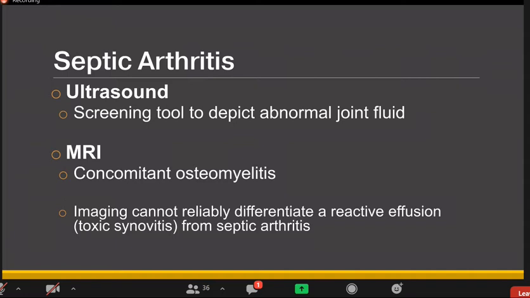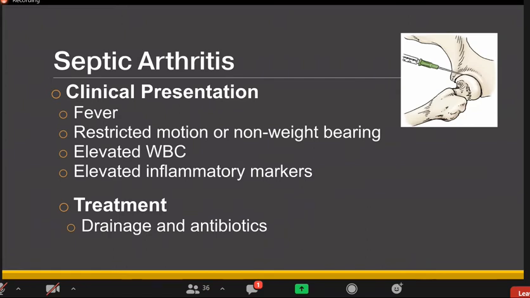But imaging alone can't reliably differentiate a reactive effusion from septic arthritis. So we could only see that there's fluid, but we don't know if it's just an effusion or if it's infected. So the best thing to do would be to look at the clinical presentation of the patient. Septic arthritis patients have fever, restricted motion, or are non-weight bearing. They have elevated WBC and inflammatory markers. Treatment for these patients consists of drainage and antibiotics.